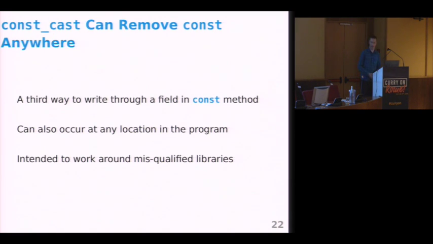Just as another aside, again, C++ being about choices, there's a third way to remove const, and that's through use of the const_cast. It just allows you to remove const anywhere in the program, whenever you like. It's intended to work around misqualified libraries, but it can easily be abused.